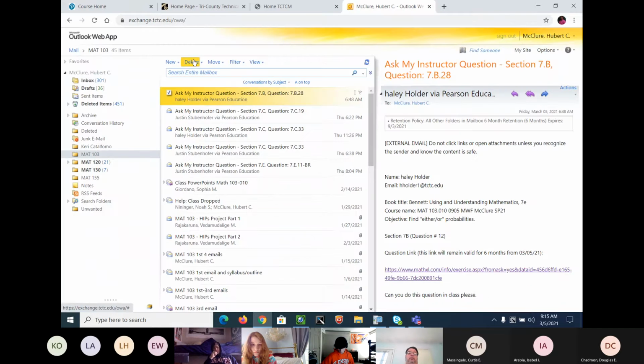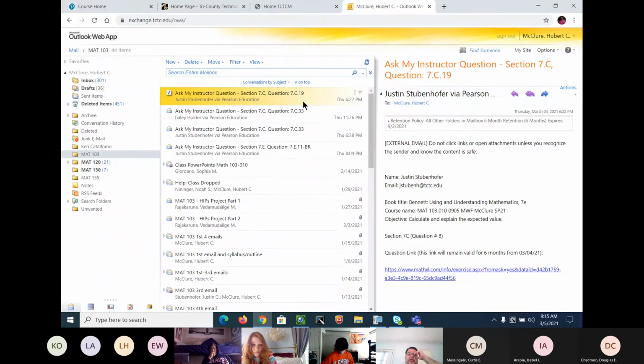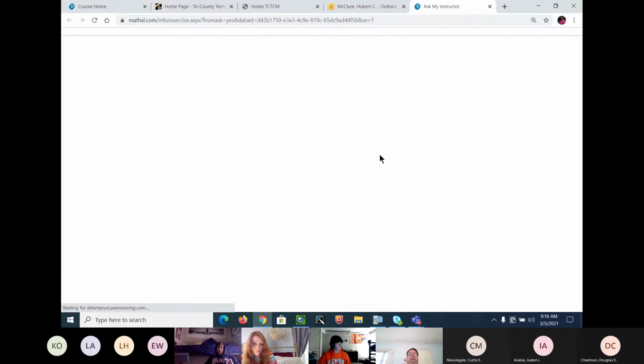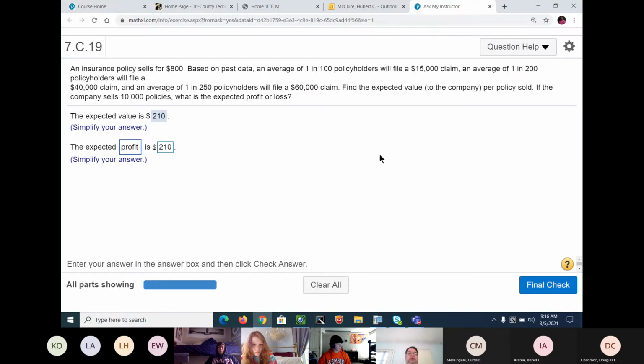All right, the next one. 7C as in Charlie, 19. And Mr. Justin sent this one. Number 8. Is it a test question? This is expected value. Now, I don't usually test on expected value, but those dadgum standardized tests, they test on expected value. So you got to learn it.